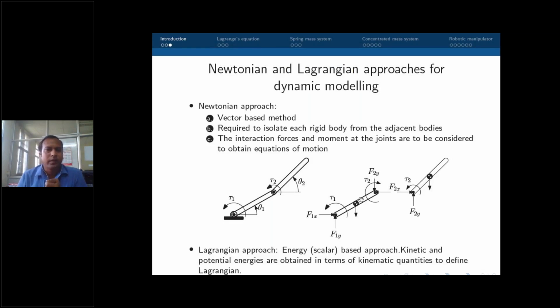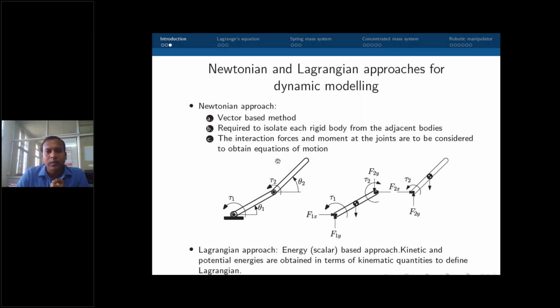Now I will talk about two approaches. The first is the Newtonian approach and the second is the Lagrangian approach. What happens in the Newtonian approach? We have some examples here. You can see there is a two-R robot. There are two revolute joints and two arms. These two arms are connected to the ground. I have drawn the free body diagrams of these two arms separately, side by side, and in the free body diagrams we have shown the joint forces and moments, reaction forces, everything.